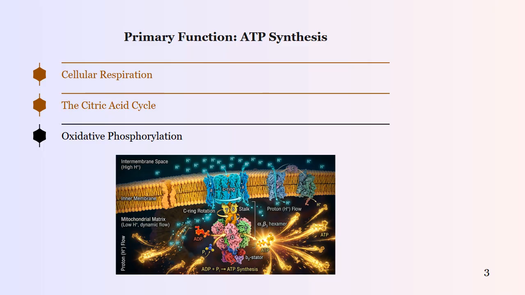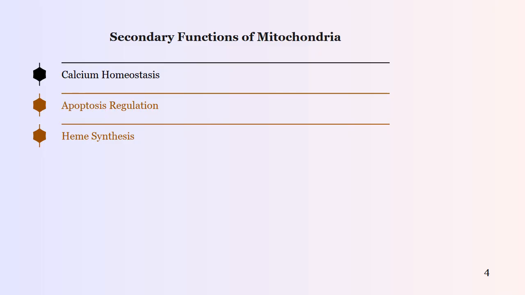Oxidative phosphorylation. Electrons from carriers are passed down the electron transport chain to drive the phosphorylation of ADP into ATP. 4. Secondary functions of mitochondria. Calcium homeostasis. Mitochondria act as critical buffers by rapidly taking up and releasing calcium ions to maintain cellular signaling balance.